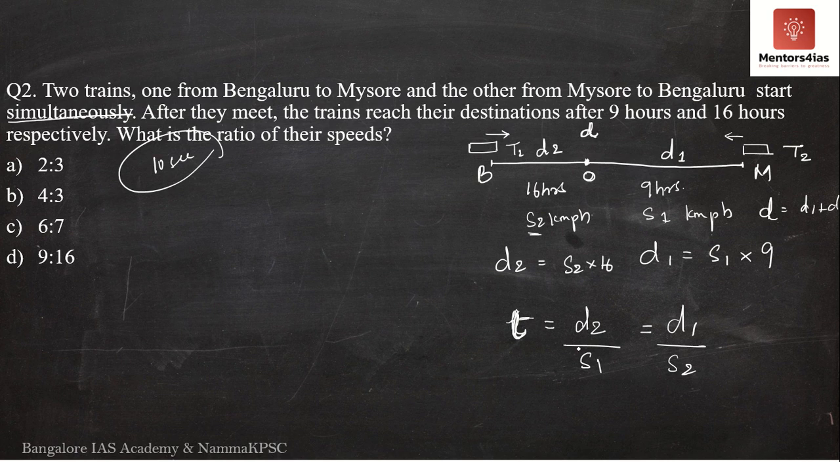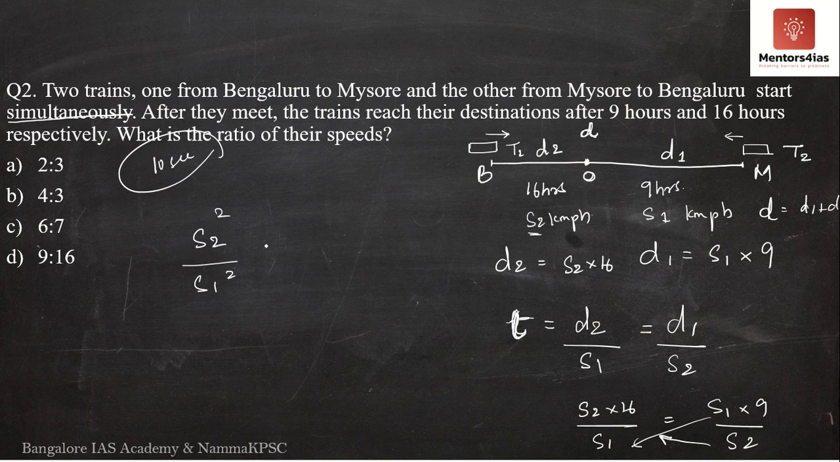This is the relationship which I want. Now what I'm going to do is, I'm going to substitute D2 as S2 into 16 and D1 as S1 into 9. So what am I going to get? I get S2 into 16 divided by S1 is equal to S1 into 9 divided by S2. I'm substituting D1 as S1 into 9, D2 as S2 into 16. Therefore, I'm taking S2 over here and I'm bringing S1 over here, and 16 I'm going to take to the denominator over here. So what do I get? S2 into S2 is S2 square divided by S1 square is equal to 9 by 16. Or I can write this as S1 by S2 whole square is equal to 9 by 16.